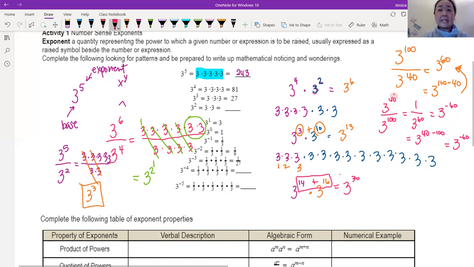Again, it's that same rule of subtraction. When we're dividing these bases, just subtract the exponents. That's where those negatives are coming from.